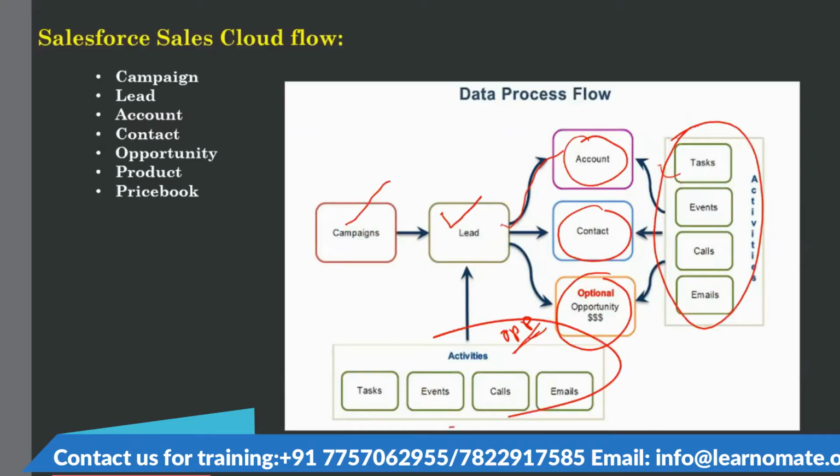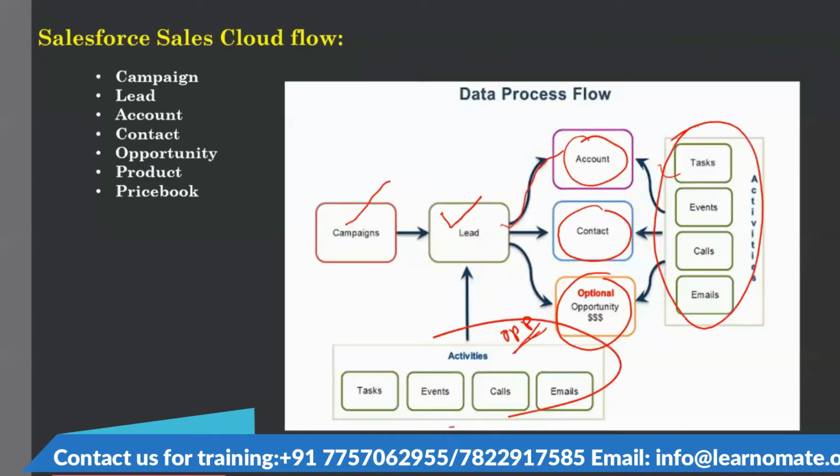After this opportunity, we need to provide the products, then price books, and all the other objects come into the picture. So here we can say that campaign, lead, account, contact, opportunity, product, and price book are the objects in Salesforce.